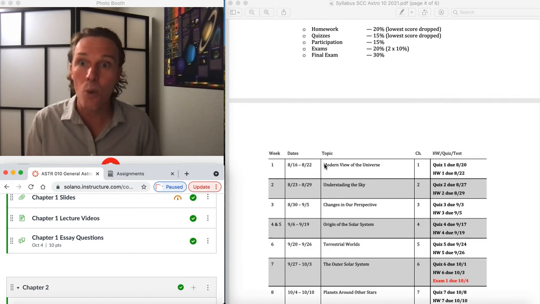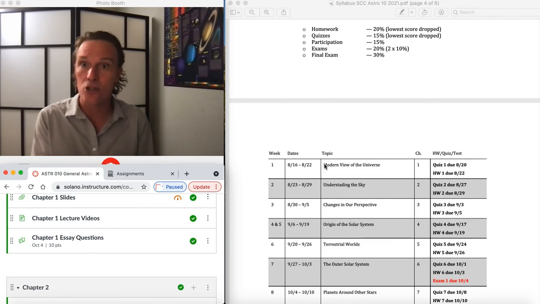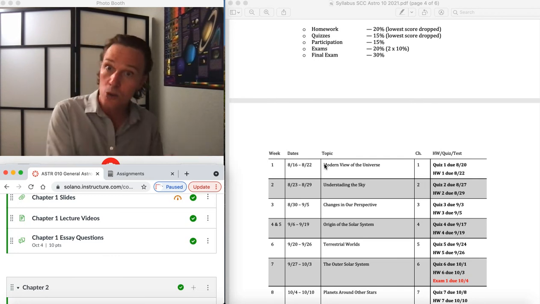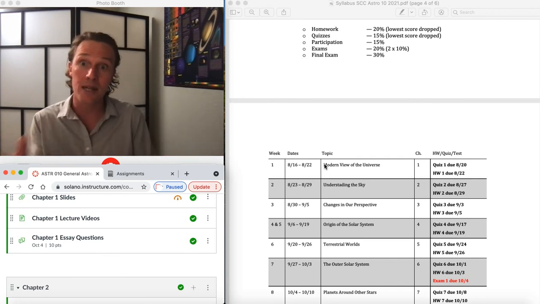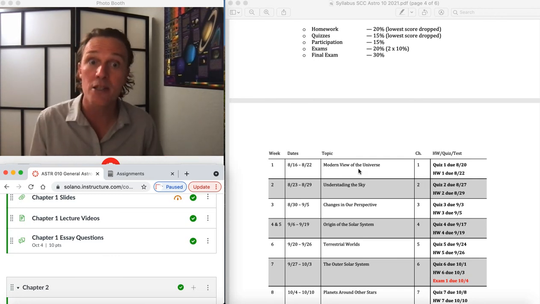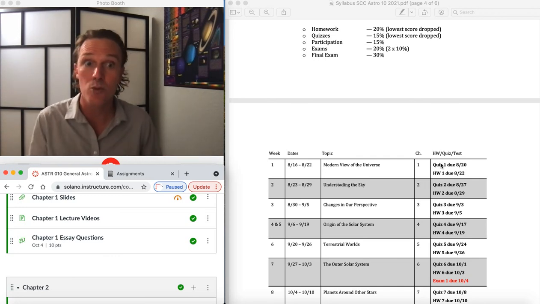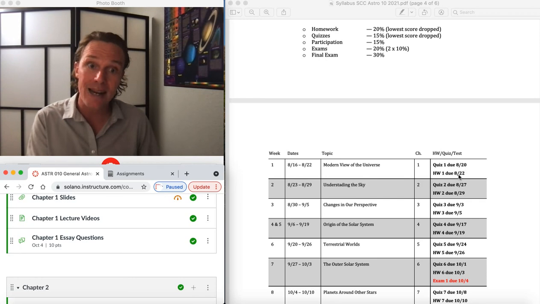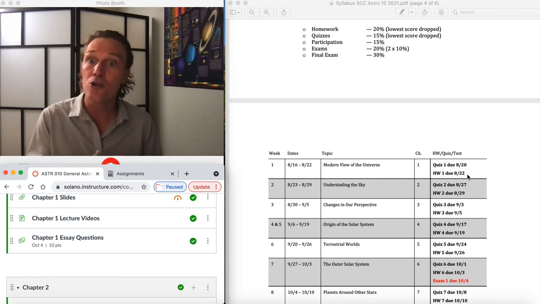Okay, and here's that calendar, right? So here we are in week 1, which is the week of the 16th to the 22nd. So Monday the 16th through Sunday the 22nd. Every one of the weeks is a Monday to a Sunday, all right? And you can see the topic is Modern View of the Universe. That's the title of chapter 1. We have a quiz due on Friday, and we have a homework due on Sunday. So Friday the 20th of August and Sunday the 22nd of August are our first 2 assignments.